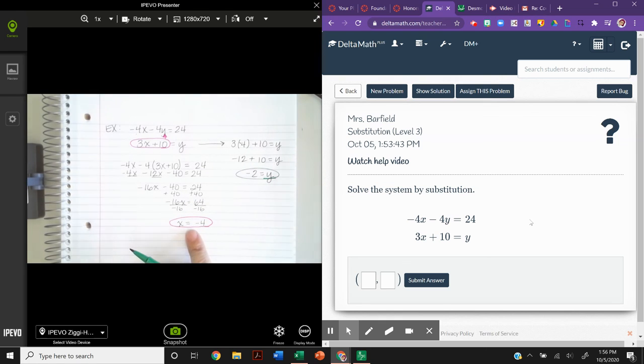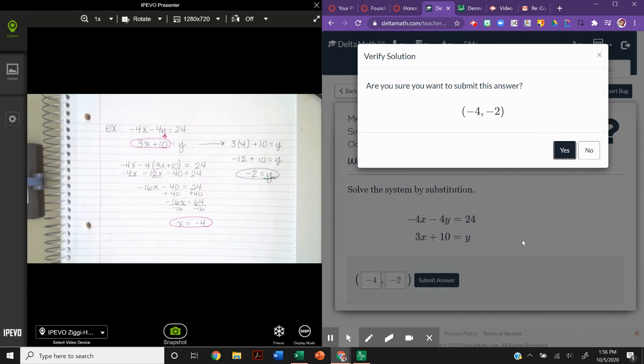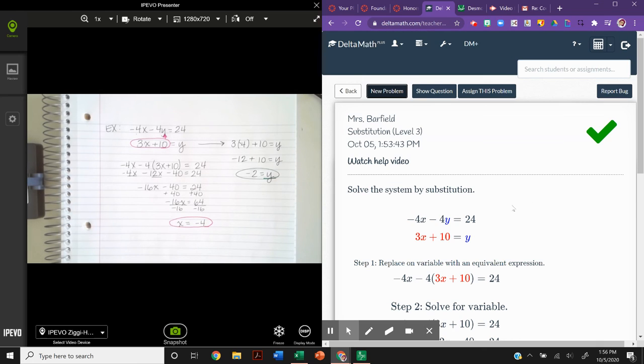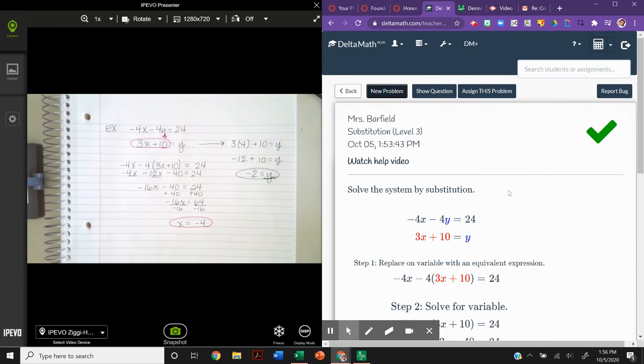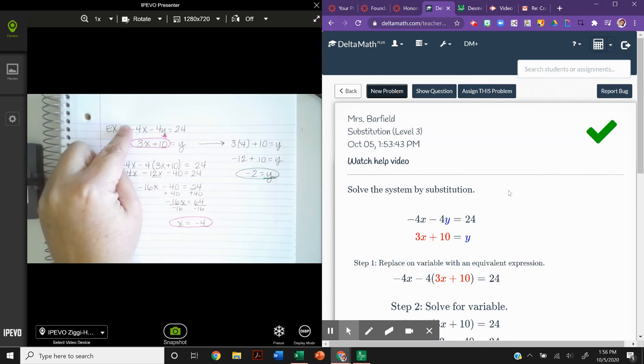So negative 4 here, comma, negative 2 here. Submit my answer. There we go. Remembering too that you can check your work. You can check it before you even type it into Delta Math. You can check your work on Desmos by typing in this one and this one into line 1 and line 2 of Desmos.